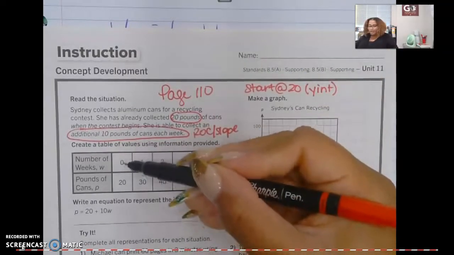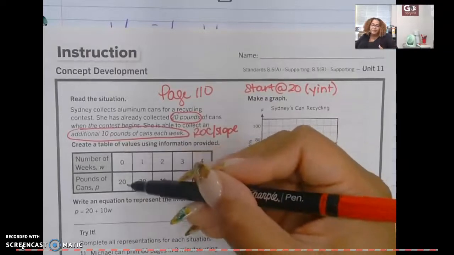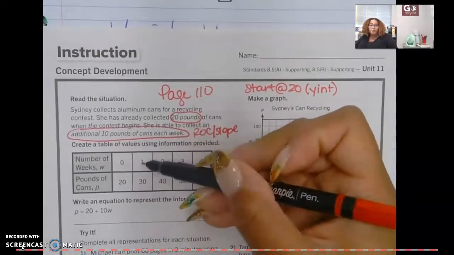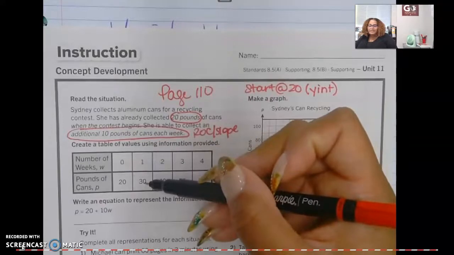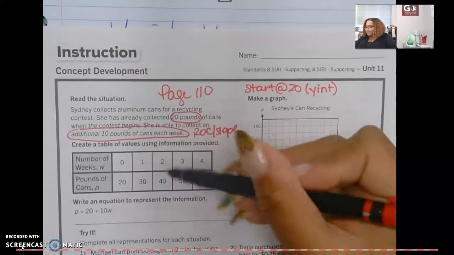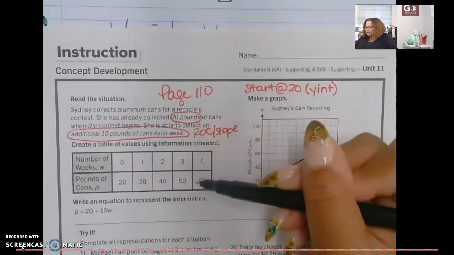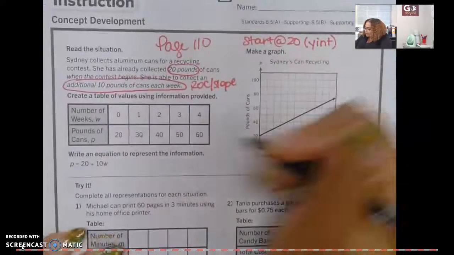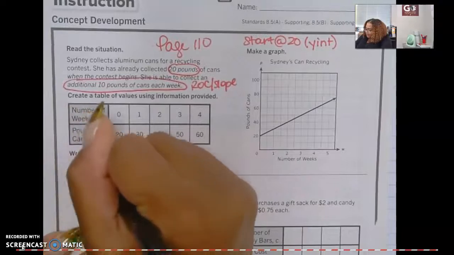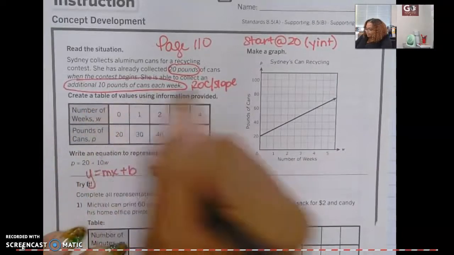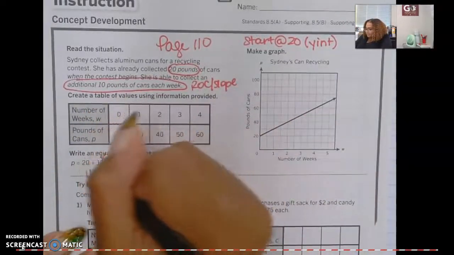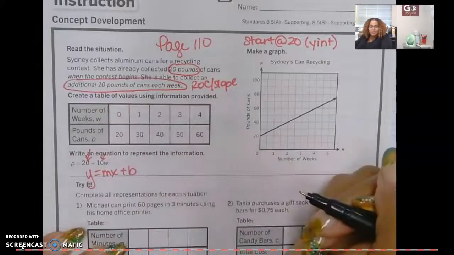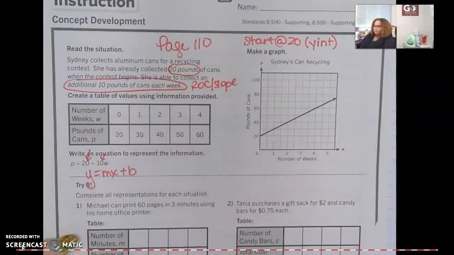So if I start here, after 0 weeks, I have 20 pounds. After 1 week, I've got 30 pounds. I'm adding 10 to my 20. After 2 weeks, I'm adding another 10 and another 10 and another 10. And then we form this beautiful equation here, which is y equals mx plus b form. So then here's my rate of change, and then here's my y-intercept or my starting value.